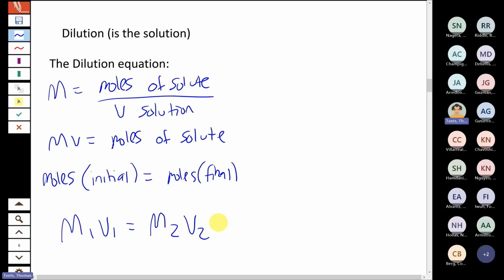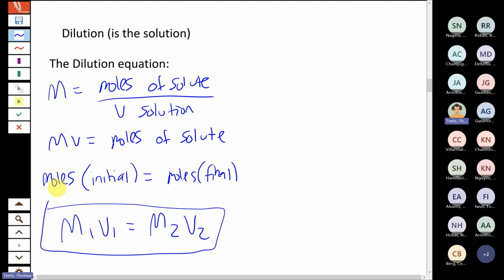Whichever order you define it, but conventionally M1 and V1 would be the molarity and the volume before dilution. M2 and V2 would be the molarity and volume after dilution, but the product of those has to be constant because you're not changing the moles of solute during this process. So it's a pretty simple equation.